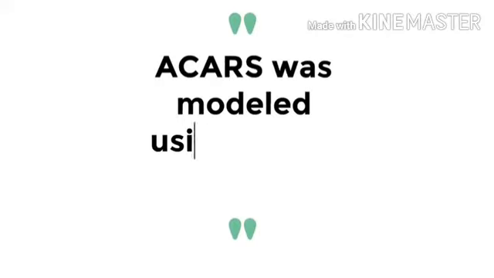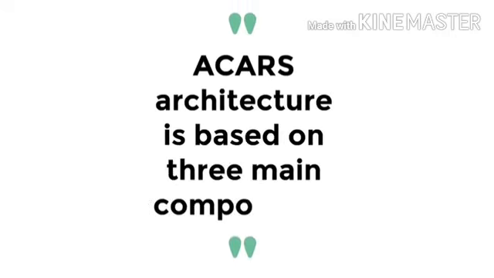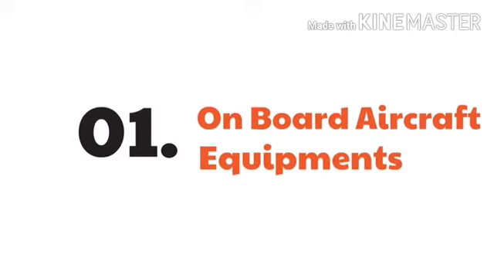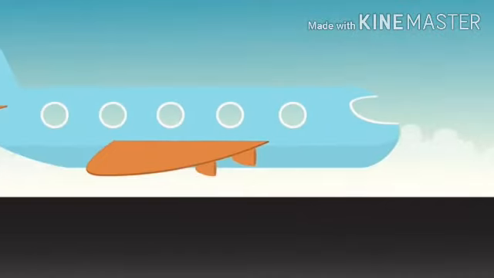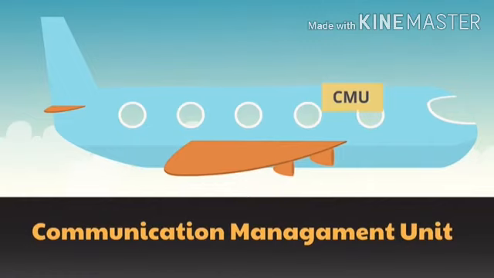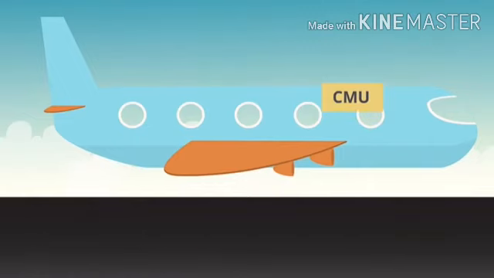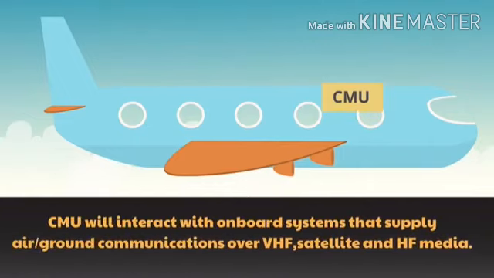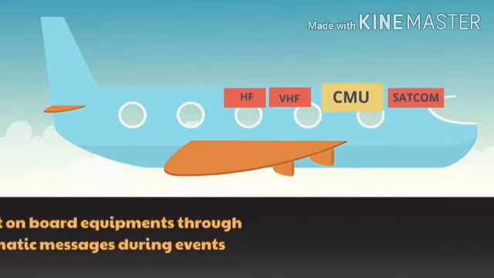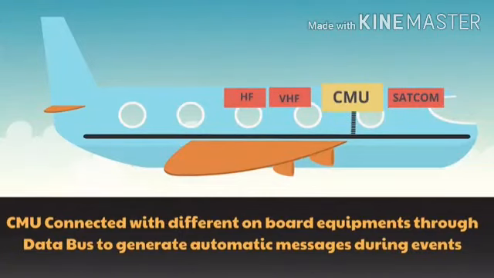The ACARS was modeled using Telex system, and its architecture is based on three main components. The first component is onboard aircraft equipments. The aircraft has different onboard aircraft equipment which supports the ACARS messaging. Each aircraft has a management unit, MU, or communications management unit, CMU, which will interact with onboard systems that supply air-to-ground communications over VHF, satellite and HF media. The CMU is connected to the aircraft data bus and it can generate automatic messages based on events.